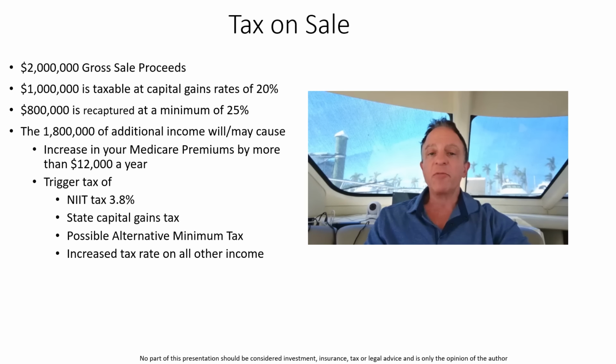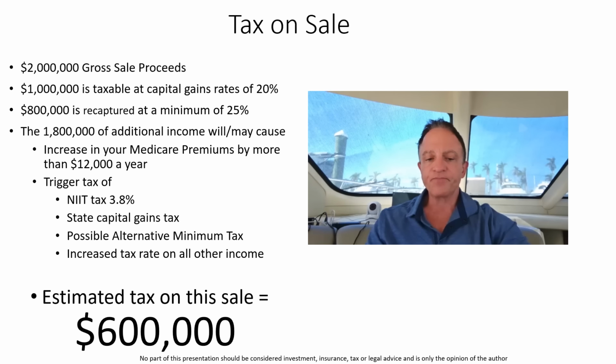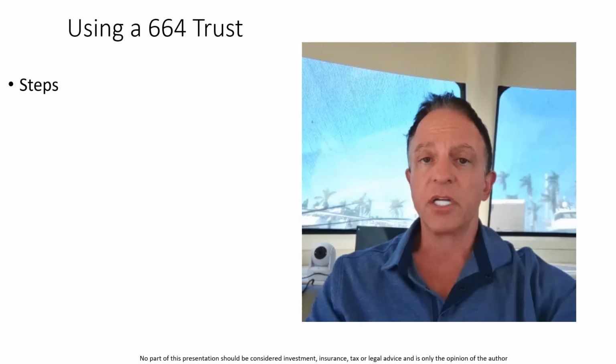So again, you have to be careful that when you create these gains, you're not creating additional taxes or increases in brackets. So if I looked at this sale of this $2 million property, it's going to cost me pretty close to $600,000. It's going to hurt.